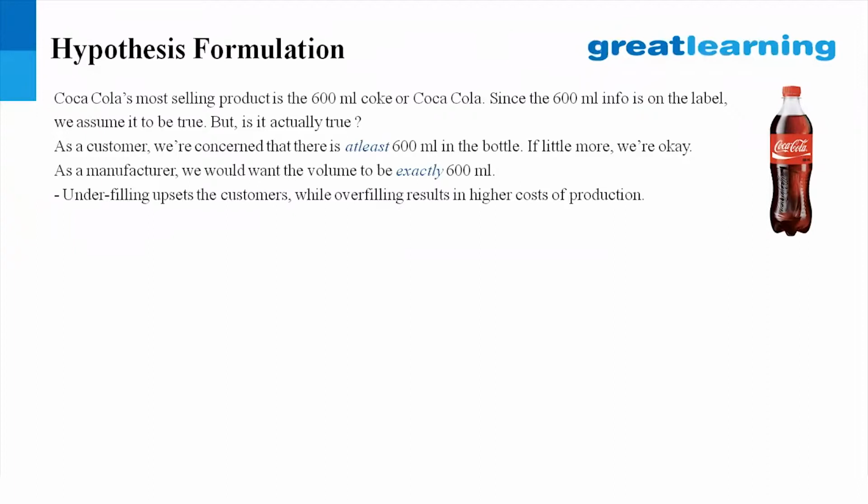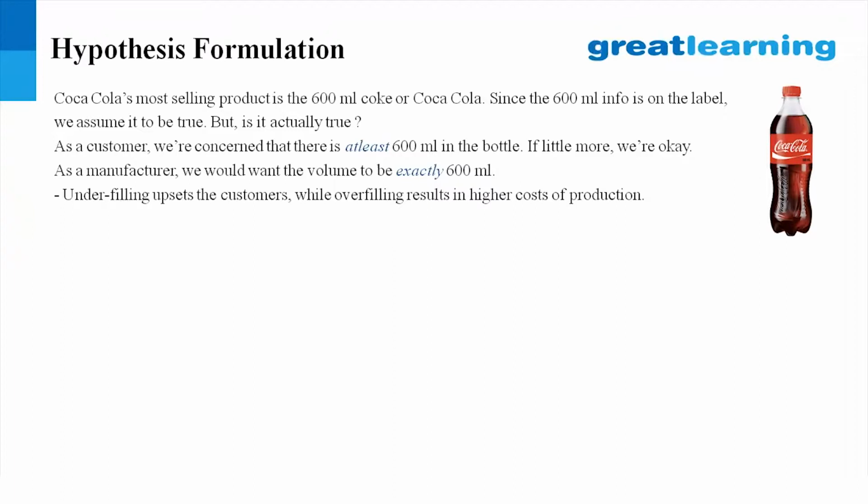Why exactly 600 ml? Because if you're overfilling, if you're filling say 605 to satisfy your customer or to win over your competitor, you're increasing your costs of production. So you don't want to overfill the bottle. Whereas if you underfill the bottle to reduce the cost of production, you upset the customer. So from a customer perspective, you want the volume to be at least 600 ml, whereas from a manufacturer perspective, you want the volume to be exactly 600 ml.